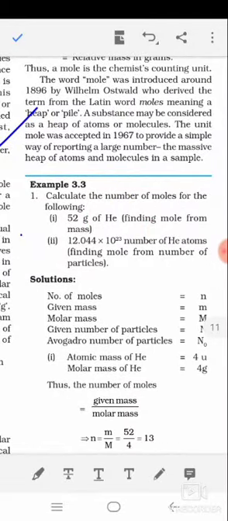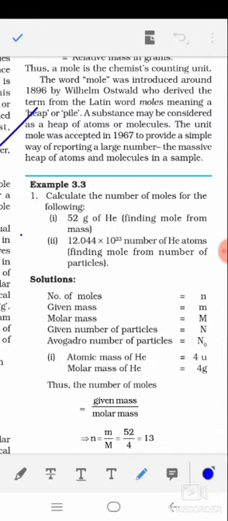Calculate the number of moles for the following: 52 gram of helium. You need to find the number of moles. That means, how many moles are present in 52 gram of helium? That is your question. How can you find it?